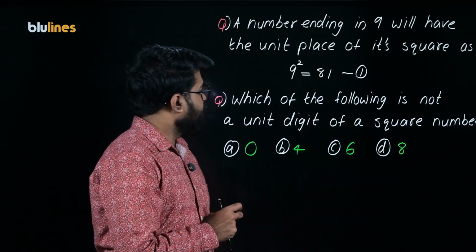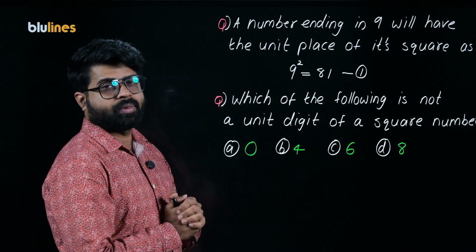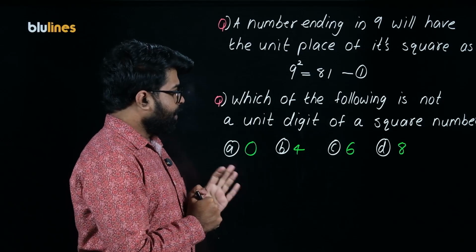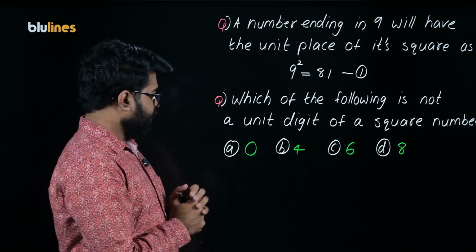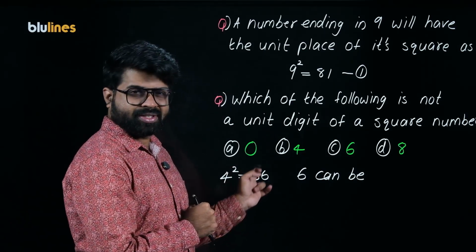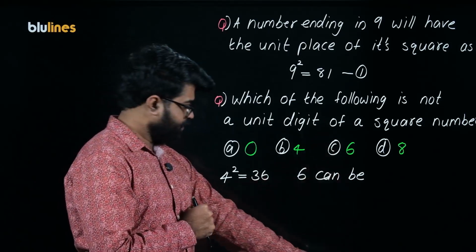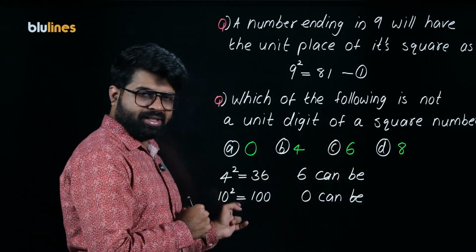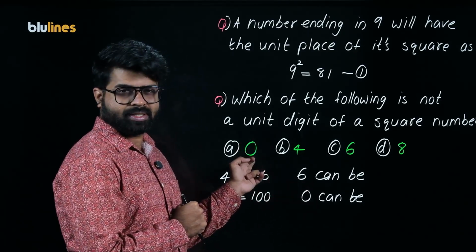Next one, which of the following is not a unit digit of a square number? Among this, we need to check which one is not a unit digit. We know that when we square 4, we have 4 square, which is equal to 36. So 6 can be a unit digit, right? Next one, 10 square is equal to 100. So 0 can also be in units place.